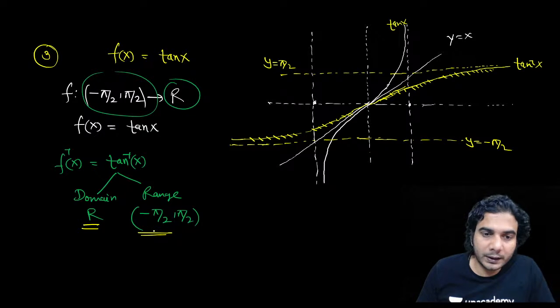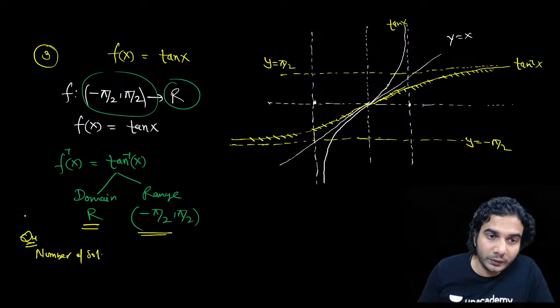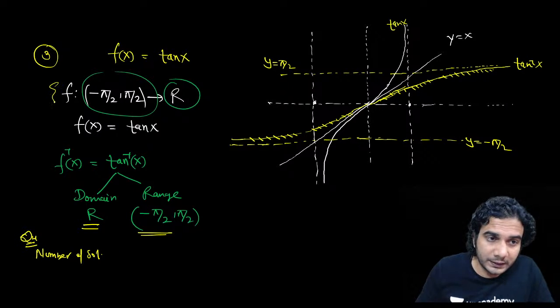You've got the graph of tan inverse. Now let me ask you this question, and be careful answering it. Number of solutions. This question is independent of the theory I have told you, so do not follow these domain and range. Now it's a general question.